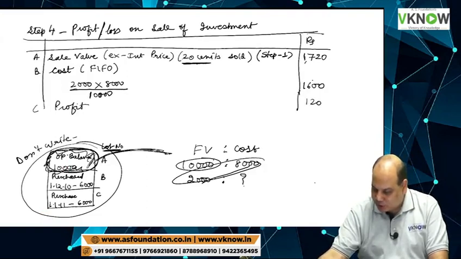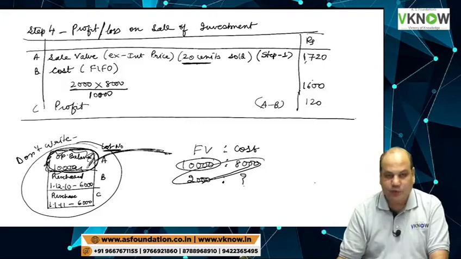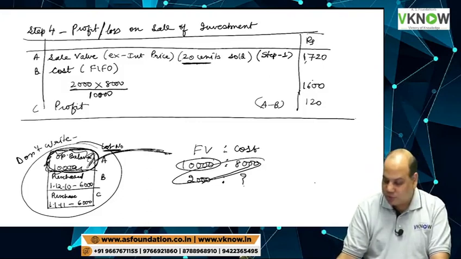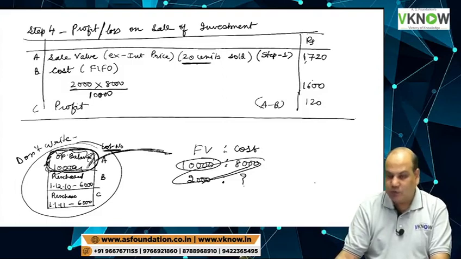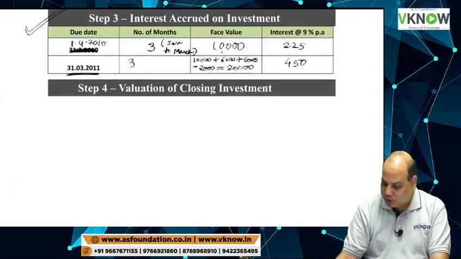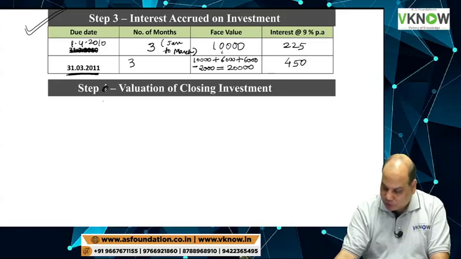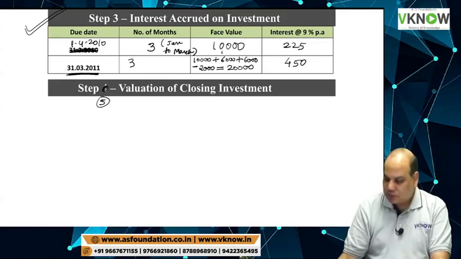Profit is 120 rupees, A minus B. Profit is 120 rupees on sale of investment. Any query on this? Profit is 120. One more working note I will write. This I will call step number 5 or working note 5.